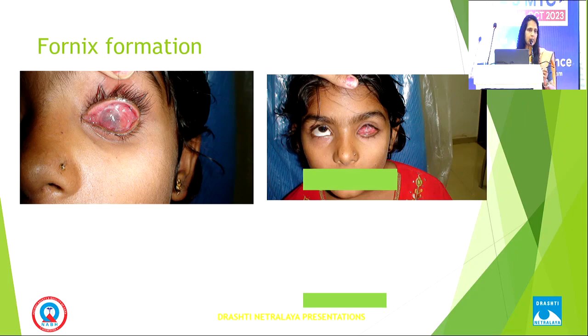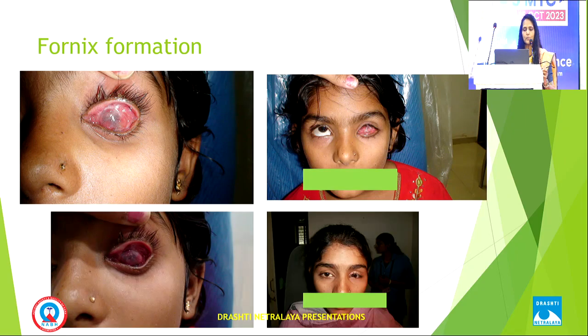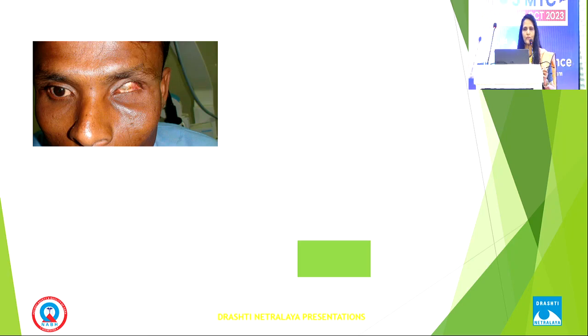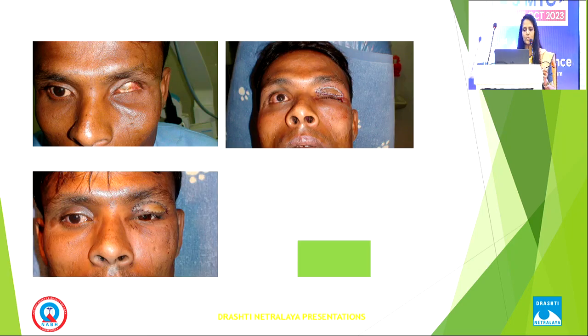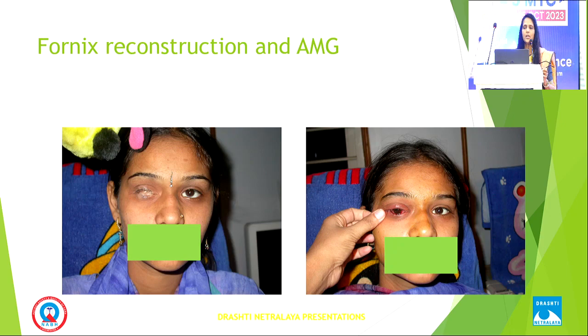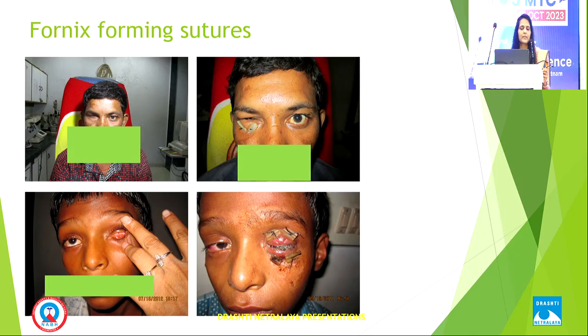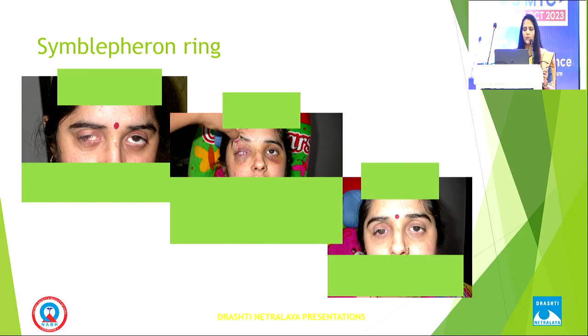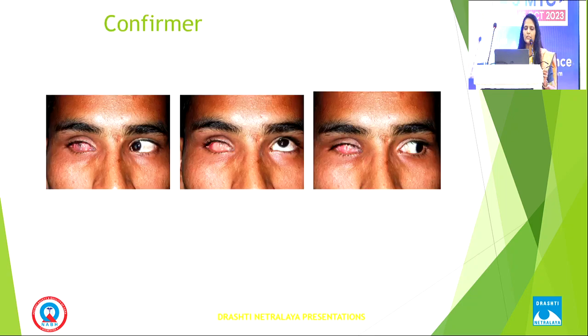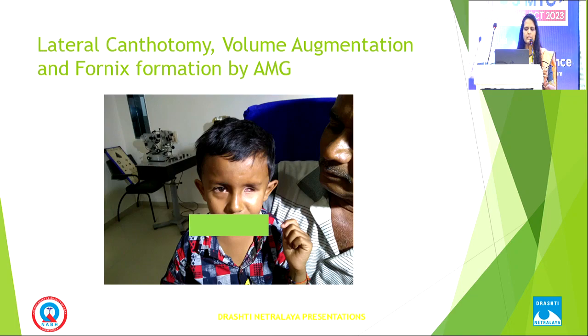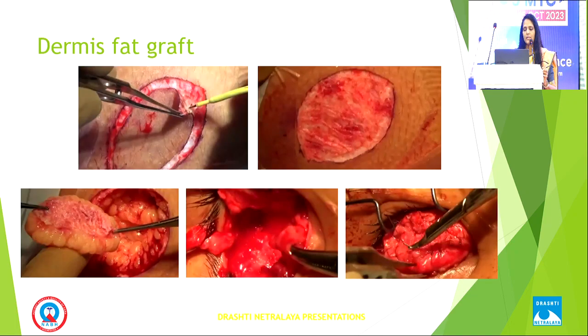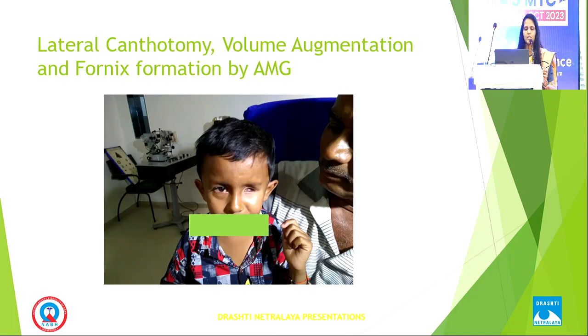As I said repeatedly, there should be fornix formation. You should not forget to put the fornix forming sutures. Sometimes you have to do skin grafting. This fornix forming suture along with the symblepharon ring will prevent the recurrence, or sometimes you have to simply put a conformer.